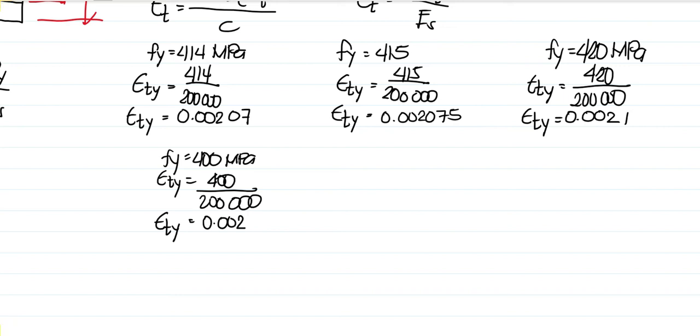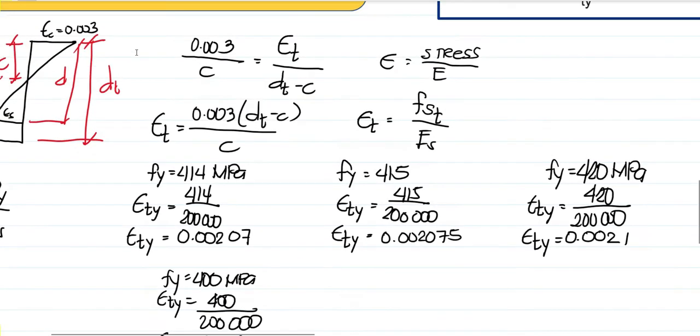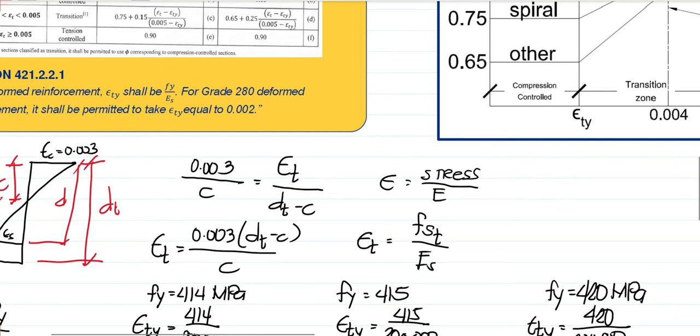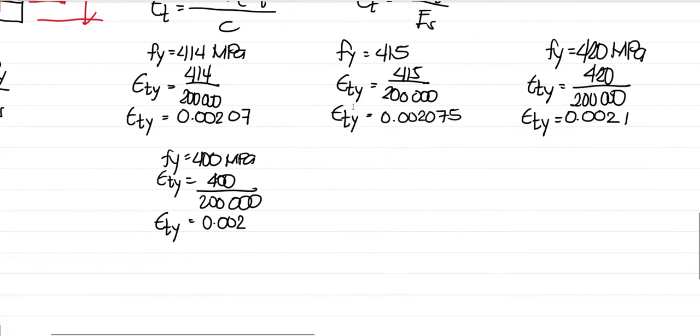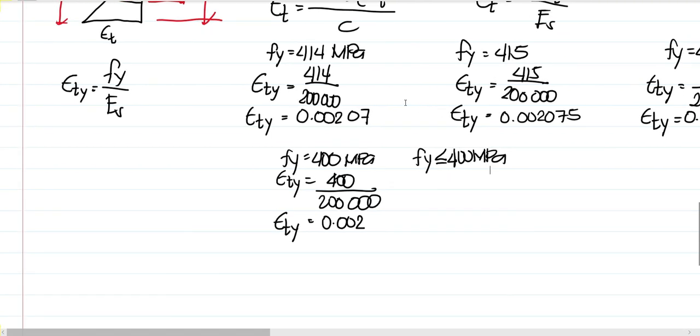So, as you can see, automatically, pag 400 megapascal yung Fy mo, ang epsilon t sub y mo, 0.002. So, ibig sabihin, pag bumaba pa sa kanya yung Fy, automatically, sabi ni code, gamitin mo na agad yung value na 0.002. So, that's logical na if Fy, so gagamitin na yung epsilon t sub y na 0.002 kapag ang Fy mo is lesser than or equal to 400 megapascal. So, that will be for the values ng epsilon t sub y. So, doon natin siya nakukuha.